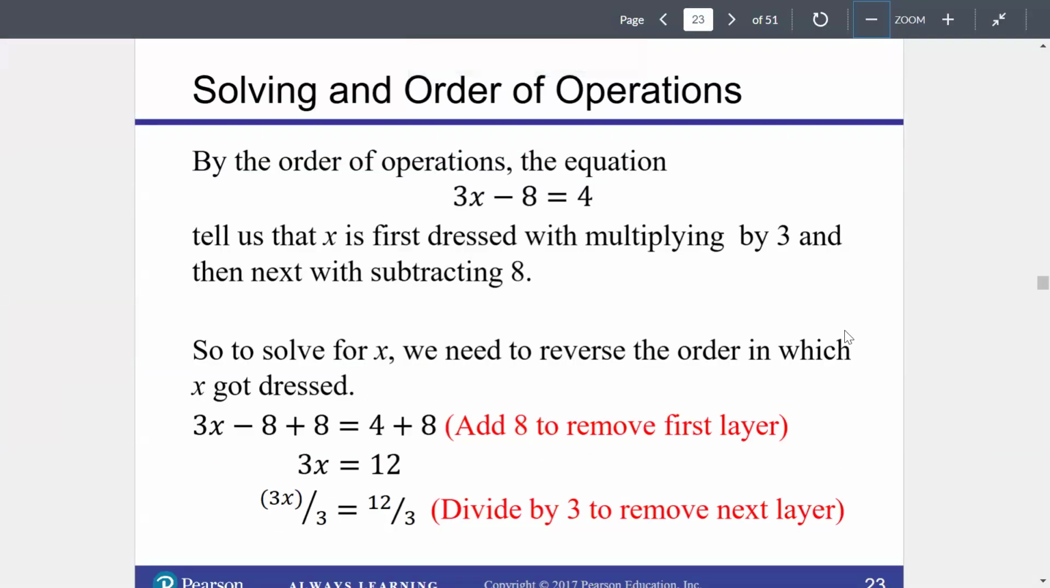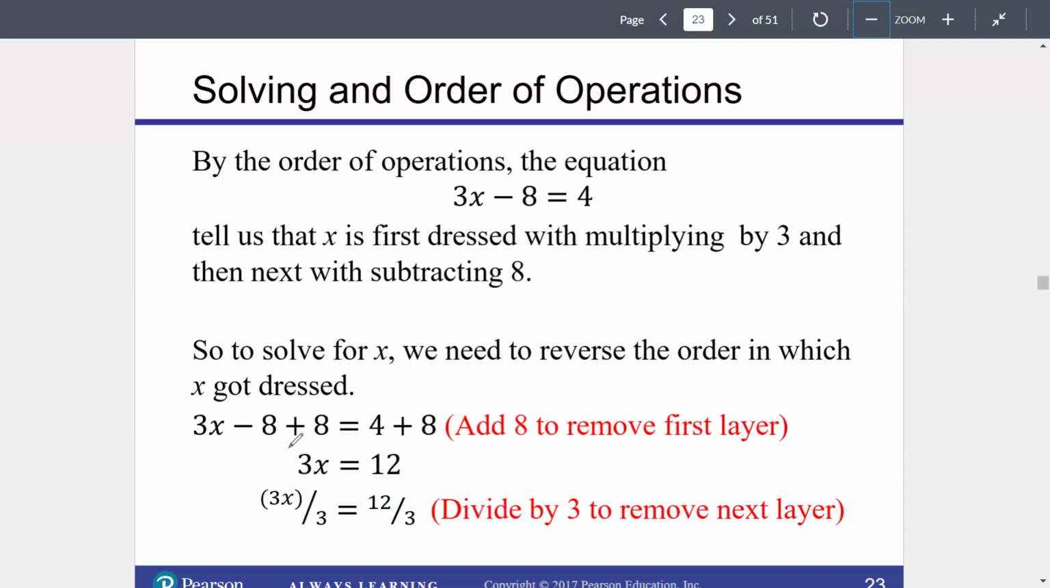By order of operations, the equation 3x minus 8 equals 4 is telling us that the first thing we did with that x is we dressed it by multiplying by the 3, because order of operations says multiplication and division first. Then the next thing we do is subtraction or addition. So we first dress it by multiplying by 3, then we add the next layer of clothing by subtracting an 8. If we want to solve it, we need to reverse that order of operations. So the first thing we need to do is take off that 8, because that was the last thing we put on.